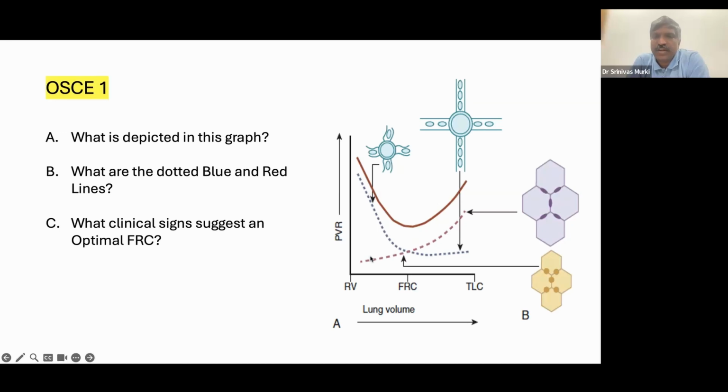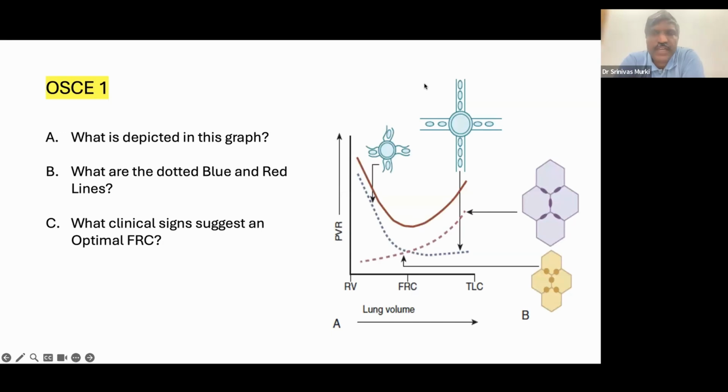And that is as seen in the dotted line. Extra-alveolar blood vessels will compress when the alveoli open up, as you can see in the dotted red line. So like in MAS. So the combination of this is what we see as the red line, the thick red line. So this is important for us to remember that the PVR is lowest at the FRC. Now that is a very important thing which all of us should know.